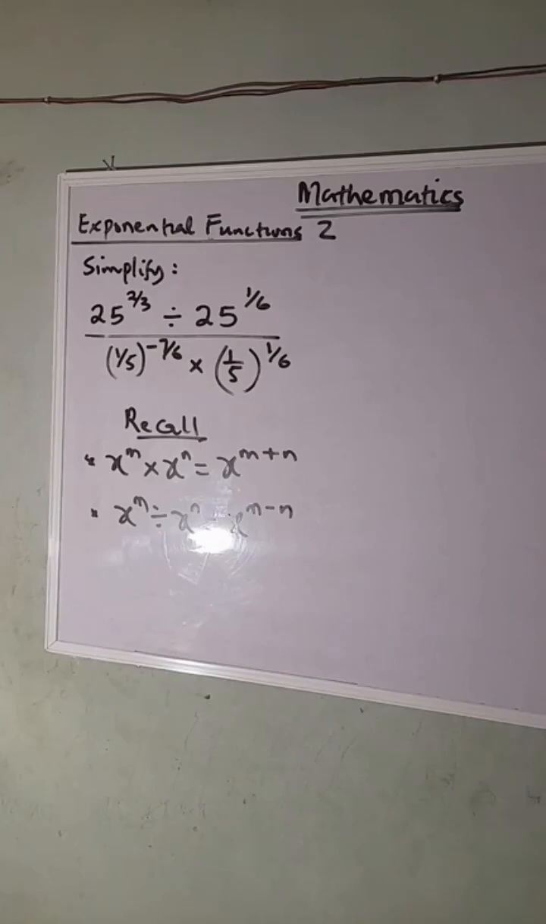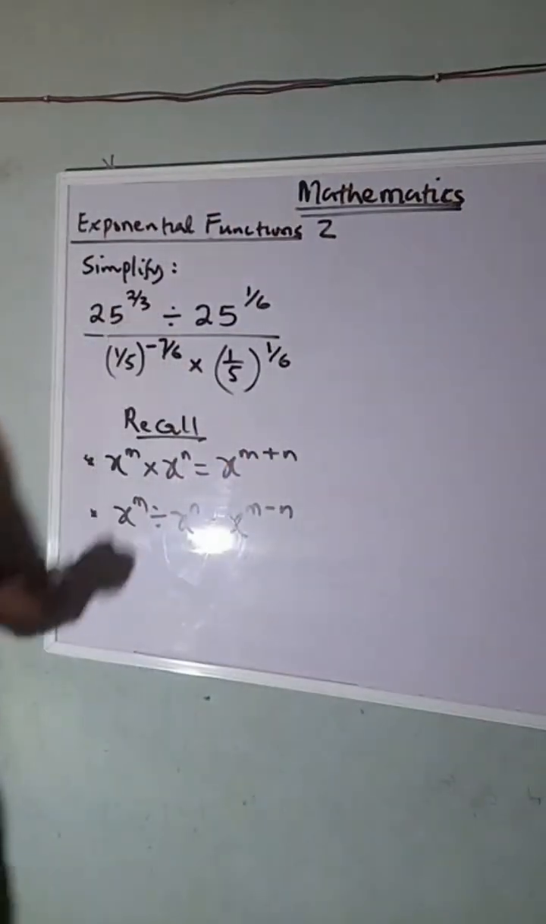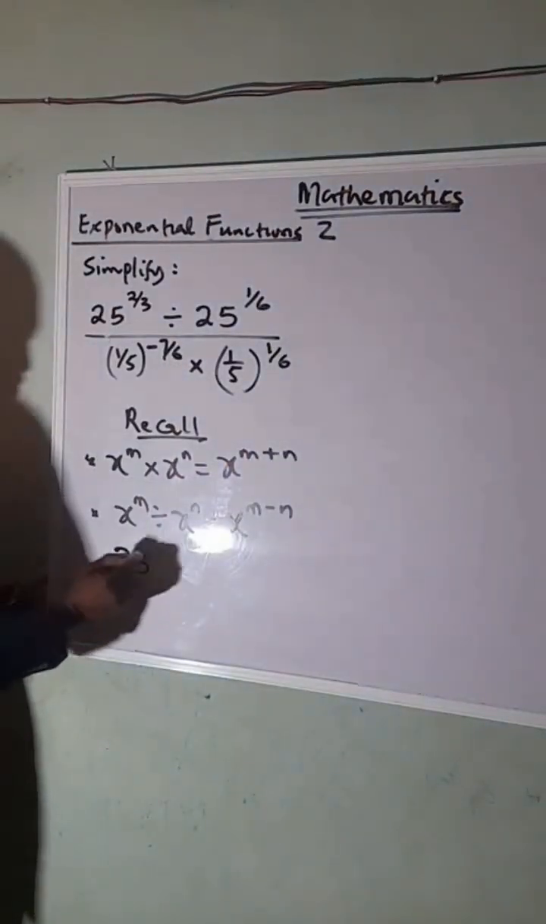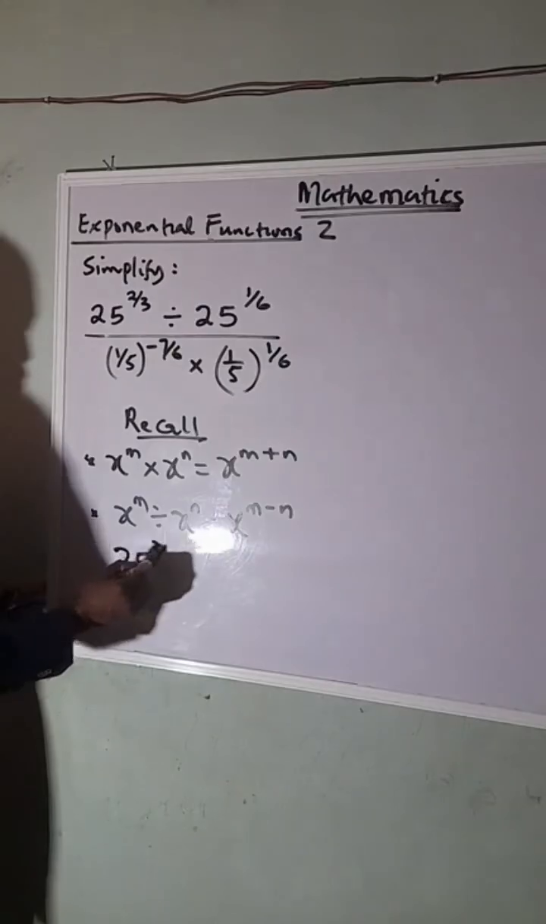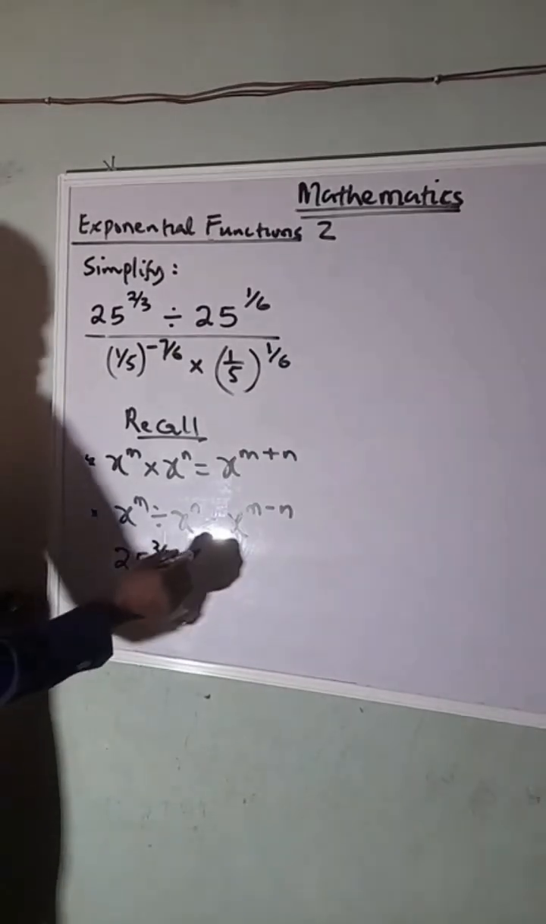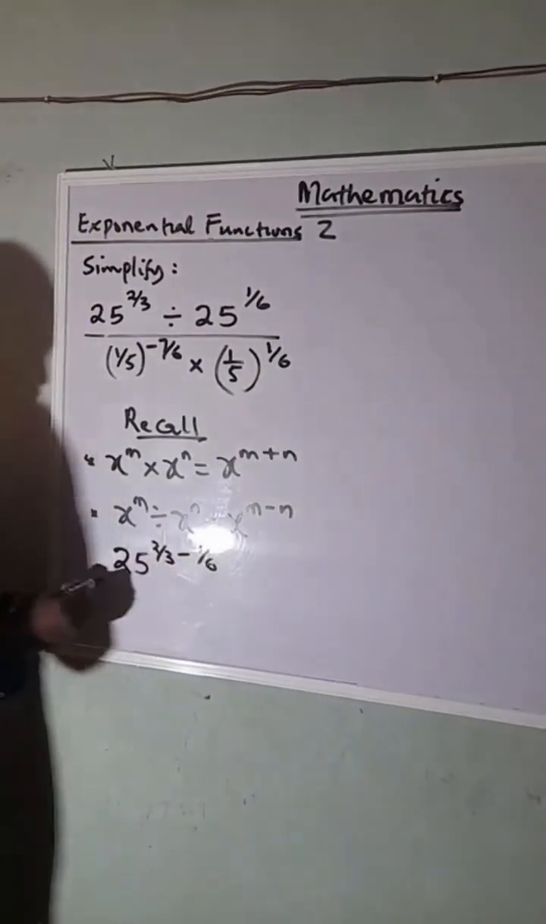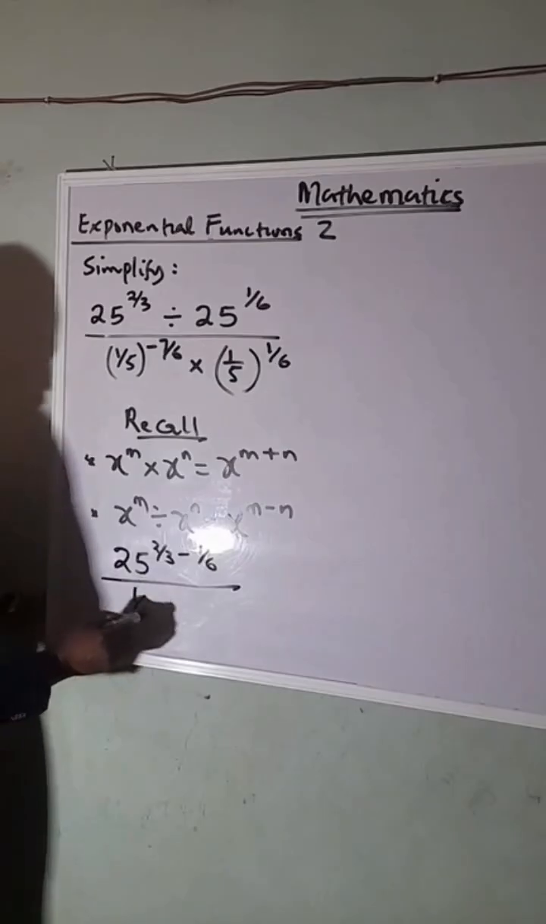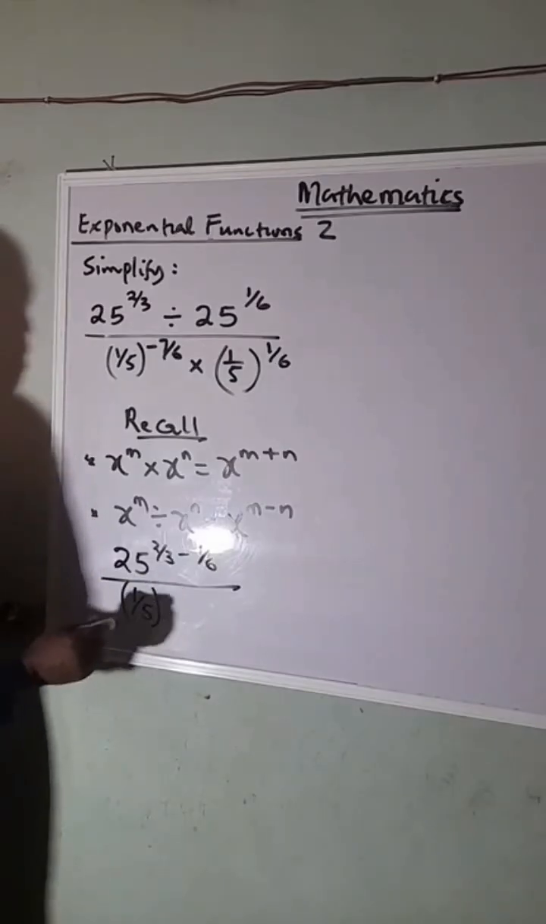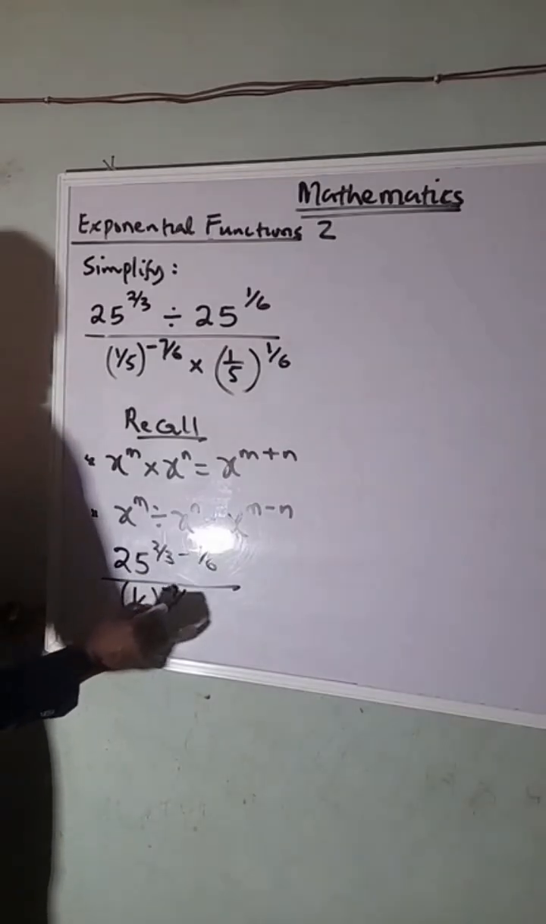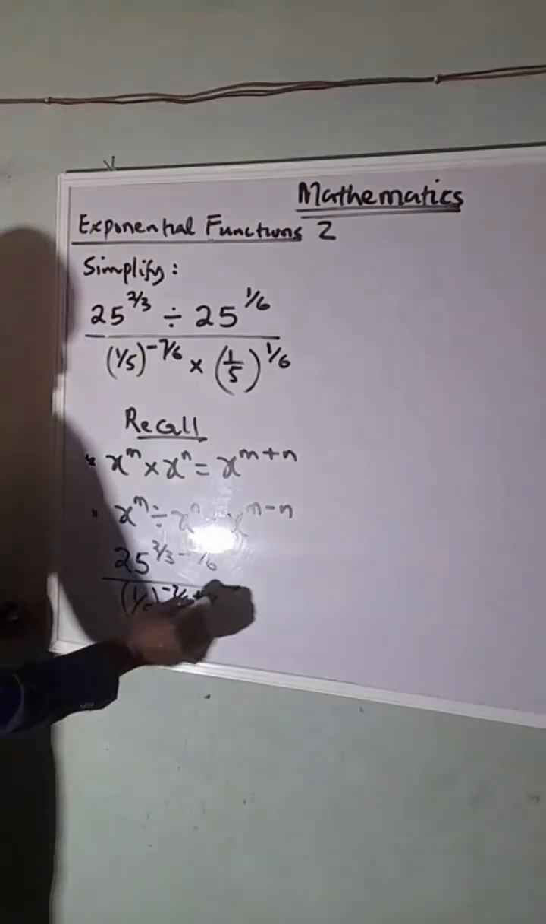Our knowledge of these two indices formally will help us in solving this particular problem. Without wasting much of our time, 25 is the base, so write 25 raised to the power of 2 over 3 minus 1 over 6, all over 1 over 5, which is the base, raised to the power of minus 7 over 6 plus 1 over 6.